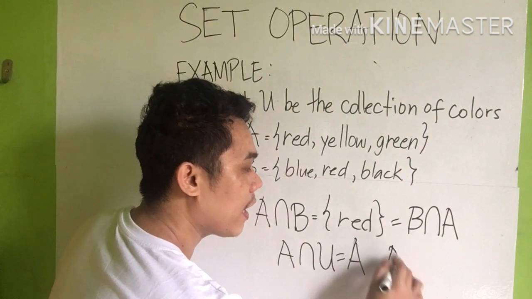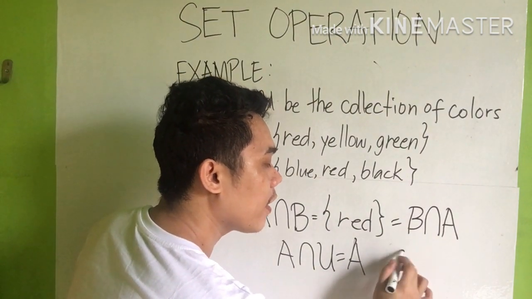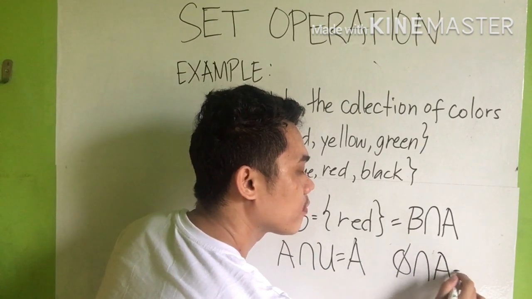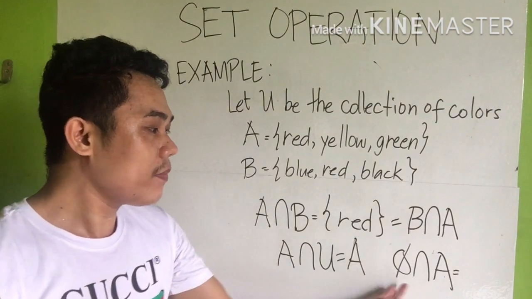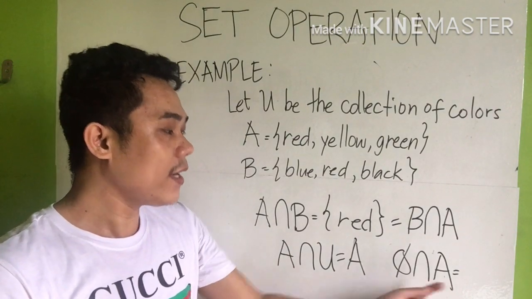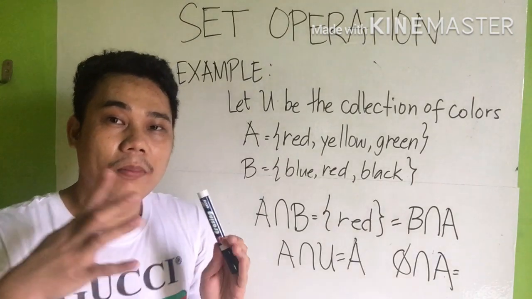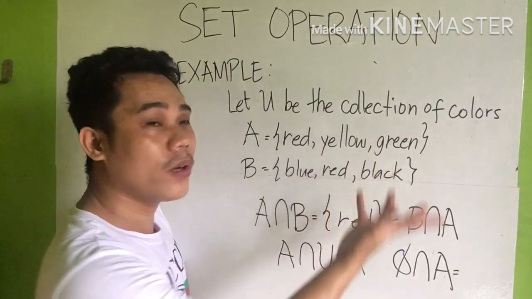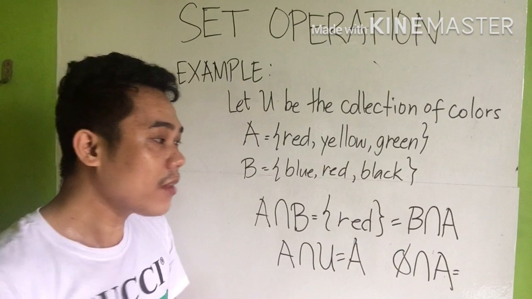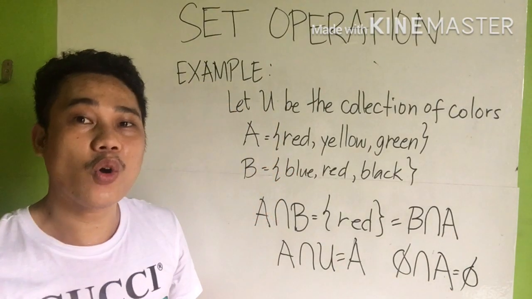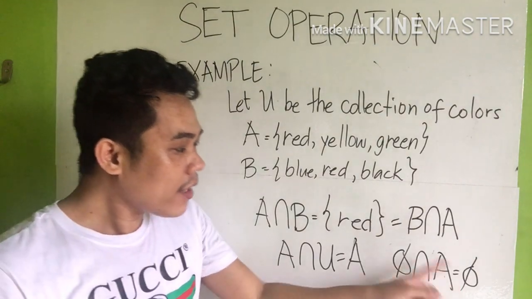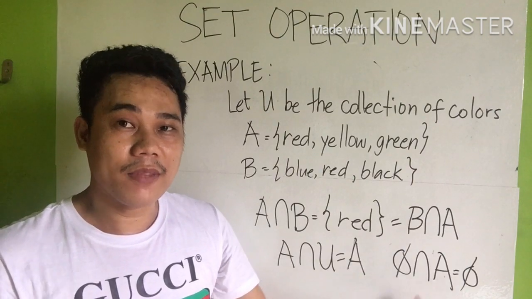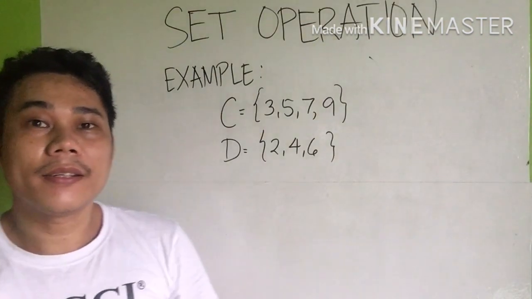So how about empty intersection with the set A? So how about this one? Yung empty intersection with A, or A intersection with the empty set. So, meaning intersection, anong common sa A at saka sa empty? Yung A is red, yellow, green, pero yung empty wala siyang laman. So that means this will be empty. Walang common sa kanila. In general, kahit anong set, i-intersect mo sa empty, the answer would always be an empty set.